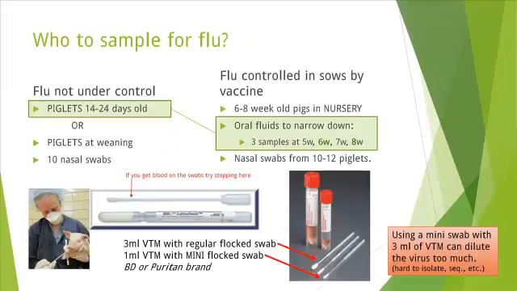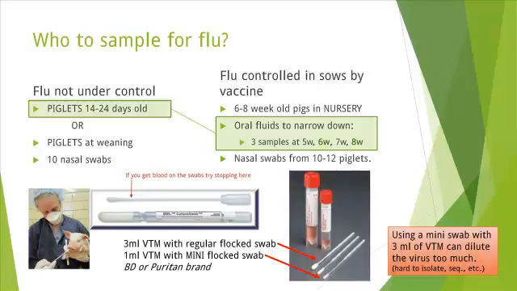So this is the number one question I get asked by practitioners. I'm regularly asked who to sample and what swabs do I use to sample. So if I'm dealing with a farm that doesn't appear to be under control, whether or not they are using a vaccine, I usually start with pigs that are 14 to 24 days old. This is where I've gotten the best success at getting positive samples that I can get viral isolates out of.